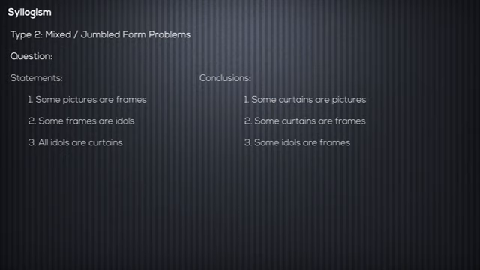Type 2. Mixed or jumbled form of problems. In such type of problems, there is a constitution of mixed problems of universal and particular premises. Question. The statements are: some pictures are frames. Some frames are idols. All idols are curtains. And the conclusions are: some curtains are pictures, some curtains are frames, and some idols are frames.